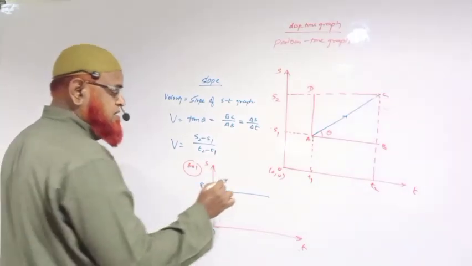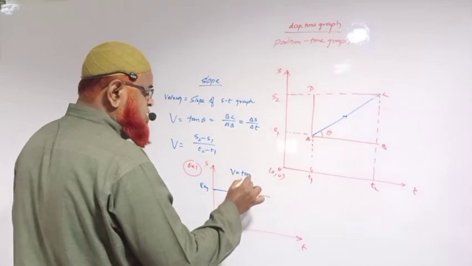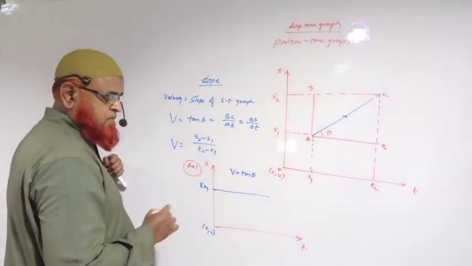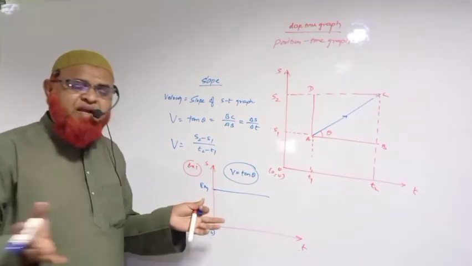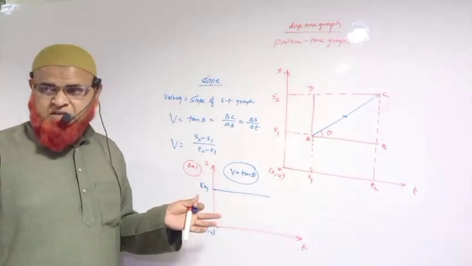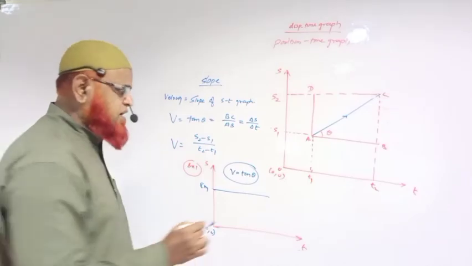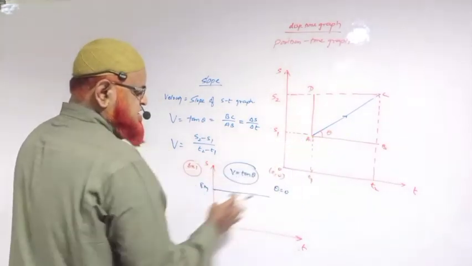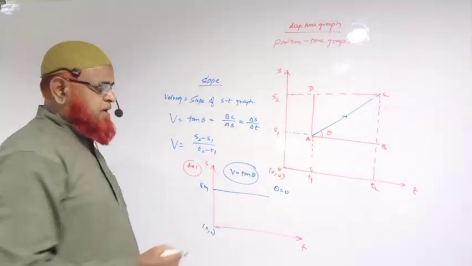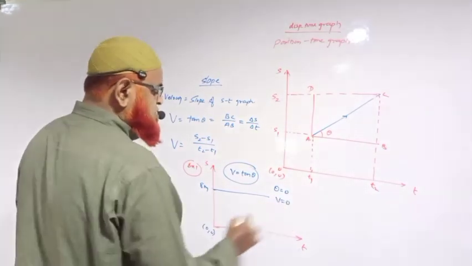And if you want to judge this graph immediately, then you have to observe the angle here, because velocity is equal to tan theta, no? If you just observe the angle here, immediately you'll get an idea what type of graph it is. How? You just see here. Here theta is equal to 0, no? What is theta in this case? 0. Theta is 0 means V is also 0.